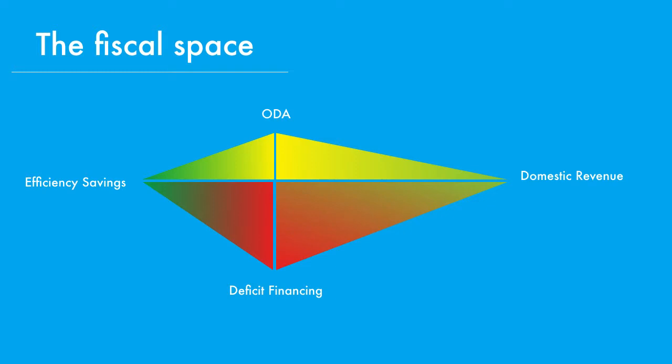The third source is when the government goes for borrowing from the market, both internal and external, and that refers to deficit financing. But in addition to these three points, there's one more point, and that is on efficiency savings, which means within the existing money, how can the governments reprioritize their schemes through allocative and operational efficiency so as to get the best bang for the money invested.